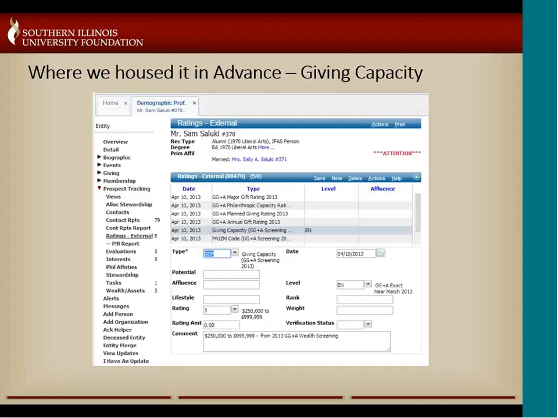We also have the giving capacity. You can see that Mr. Sam Saluki and his wife Sally are probably going to be able to give anywhere from $250,000 to $999,999 in the next 5 years to a cause they hold near and dear to their heart, and we hope that's Southern Illinois University. Well, with a name like Sam Saluki, the odds are good. One would hope. He probably was a student mascot, wore the Saluki dog uniform around the arena at basketball games.